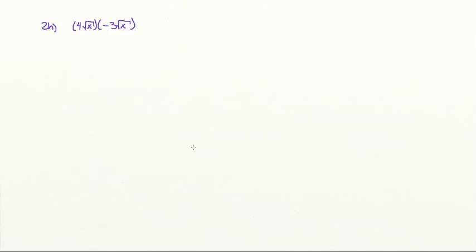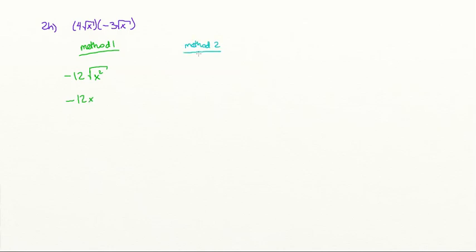Question 2. Multiply. All variables represent positive numbers. Express answers in simplest radical form. 2h. 4 root x times negative 3 root x. Okay, there's two methods here. Let's do method 1. 4 times negative 3 is negative 12. They're both square roots, so we'll just multiply what's inside. X times x is x squared. The root of x squared is x.